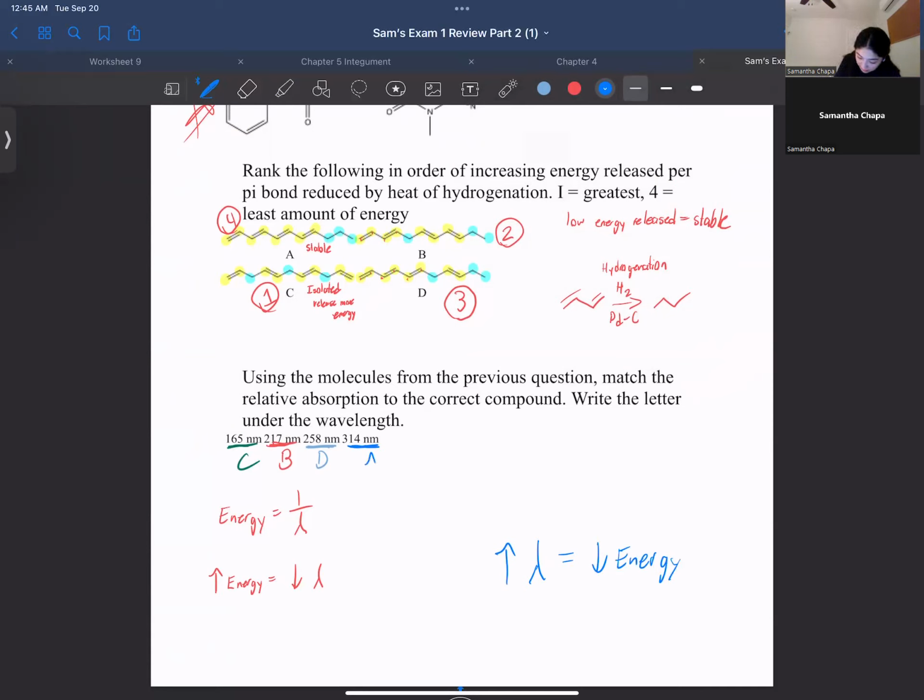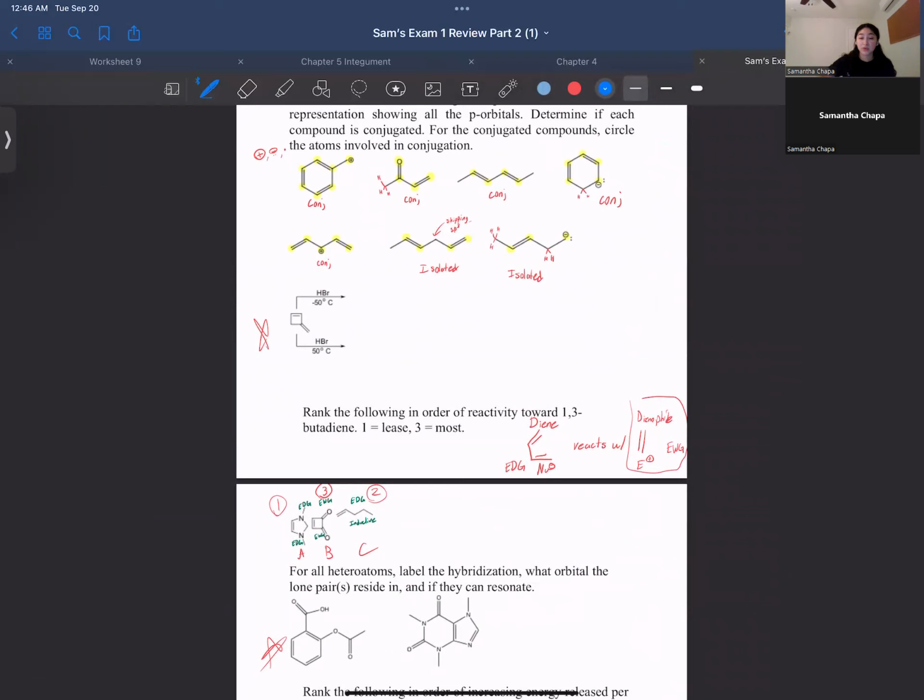All right, so it looks like we're done with pretty much most of this worksheet. Again, I'll send out a copy of this worksheet so you can work it out as you go through the video. And I'm going to leave off the HBr and the labeling hybridization of the heteroatoms for our next worksheet.